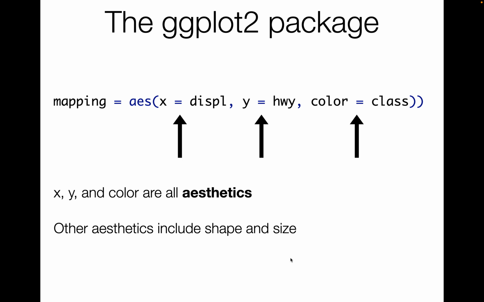Each of the things inside aesthetics, inside the aes call, are the aesthetics. Okay? There are a number of different aesthetics. Here I use three, x, y, and color, which are the most common. Color, size, shape, anything that you can do to the plot is an aesthetic. Okay.